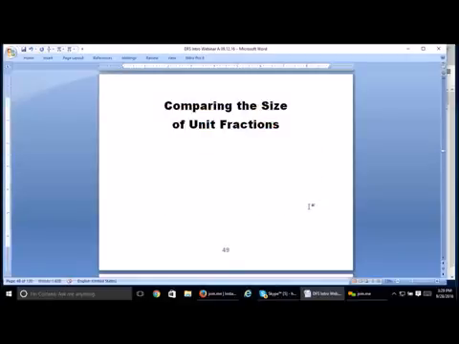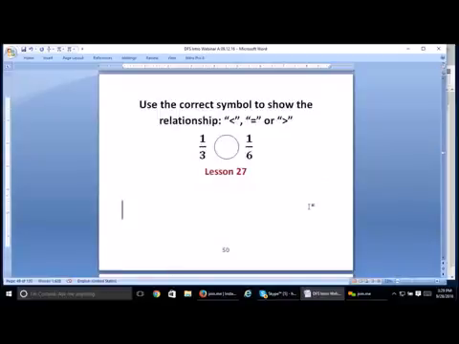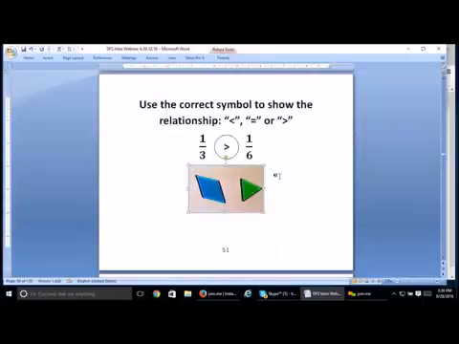In the 3rd grade standards, the students also need to be able to compare the size of unit fractions. Now, this is lesson 27. The first time you give a problem like this to your students, insert the correct symbol, less than, equal, or greater, almost automatically they'll say that 1/3 is less because they see that the 6 is bigger than 3. So they'll do that without thinking just because they notice the 6 and 3. When you ask them to take out their fraction blocks, they'll see that 1/3 is greater than 1/6.